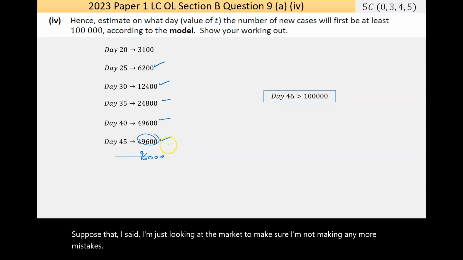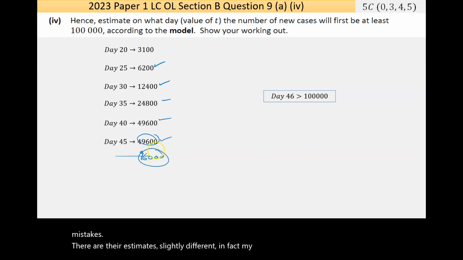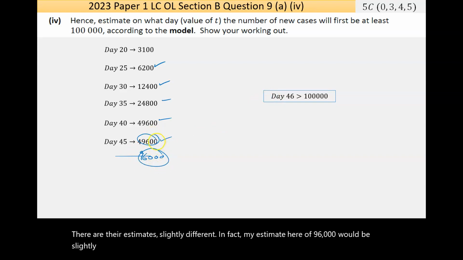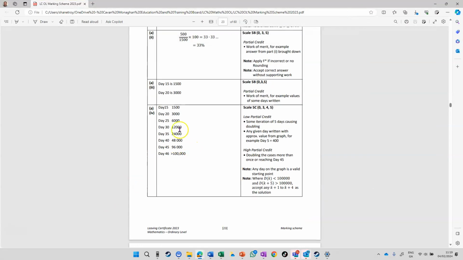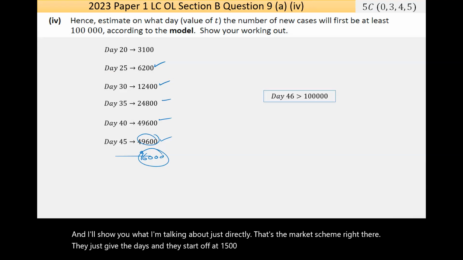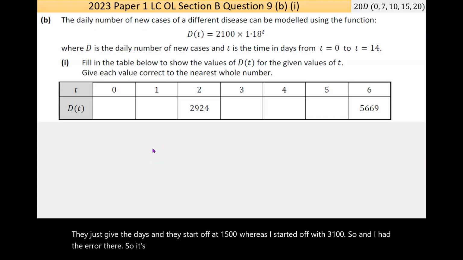Their estimate is slightly different. In fact, my estimate here of 96,000 would be slightly higher because I'll show you what I'm talking about directly. That's the marking scheme right there. They just give the days, and they start off at 1,500, whereas I started off with 3,100, and I had the error there. So that's cool.